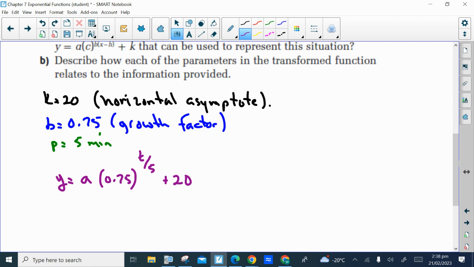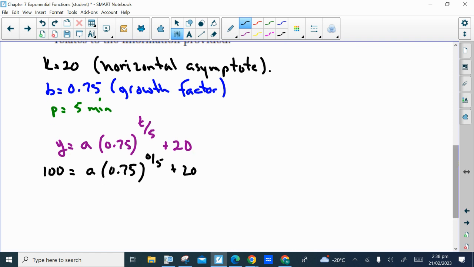At time 0, the temperature is 100. So we can let y equal 100 and t equals 0. And now we can determine what A is. And we've used this technique before in this course. Right? If a graph goes through a point, that point must satisfy the equation.